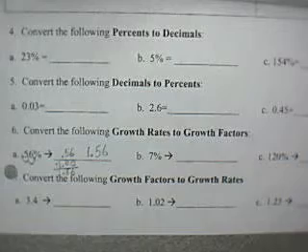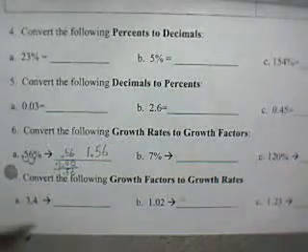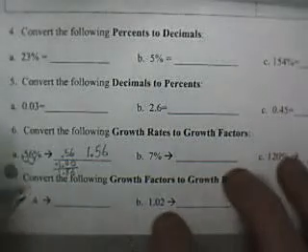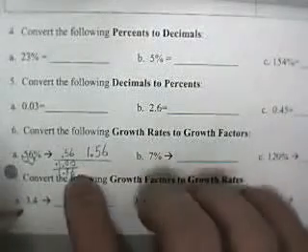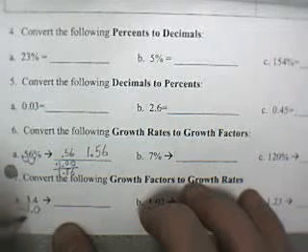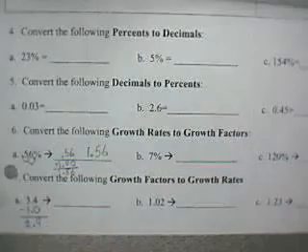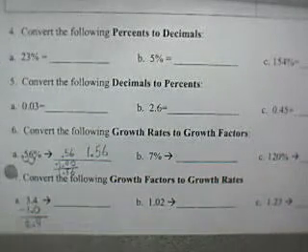Quickly looking at going the other way, when we have a growth factor and we need to find a growth rate, we do the exact opposite. The first thing we do is subtract 1, because over here we added 1 to create a growth factor. So I'm going to subtract 1.0. That's going to give me 2.4. And then we need to take that number and turn it back into a percentage.